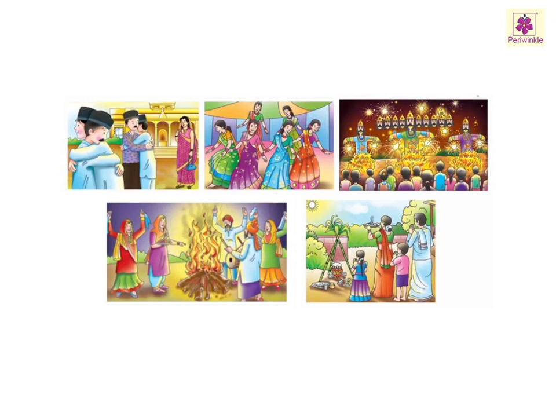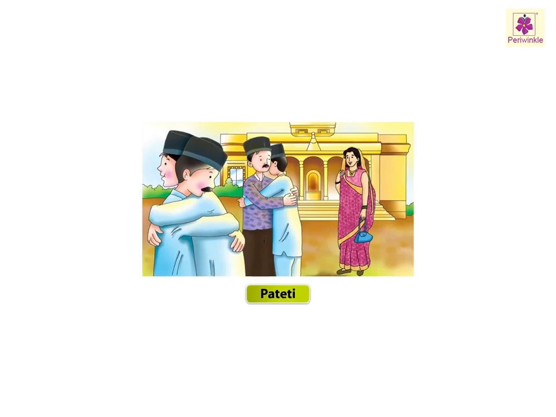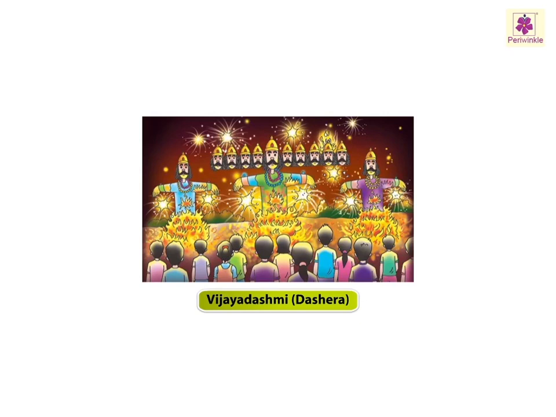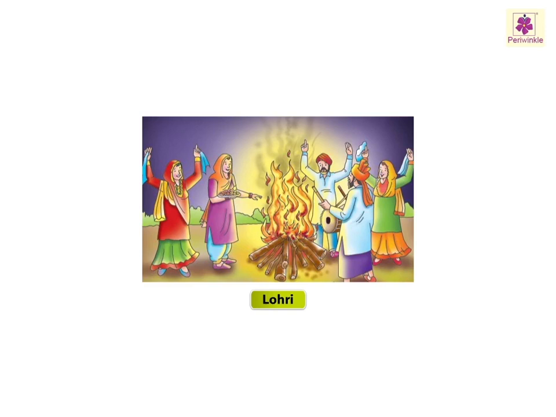Festivals. We have learned some festivals in Book A. Let us look at some more festivals. Pateti is a Parsi festival. Navratri means 9 nights. People play Garba during Navratri. Vijayadashmi or Dashera is the 10th day after Navratri. It celebrates the victory of good over evil. Lohri is a harvest festival of Punjab. Pongal is a harvest festival in Tamil Nadu.